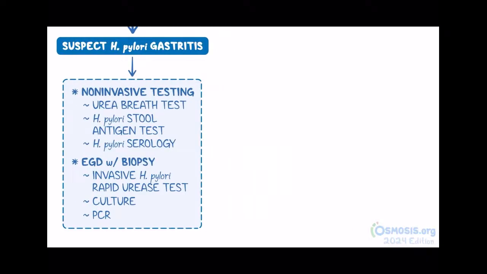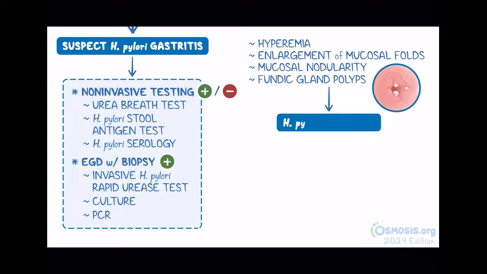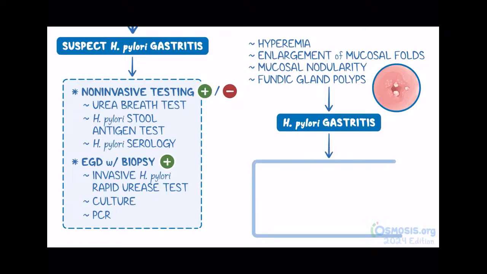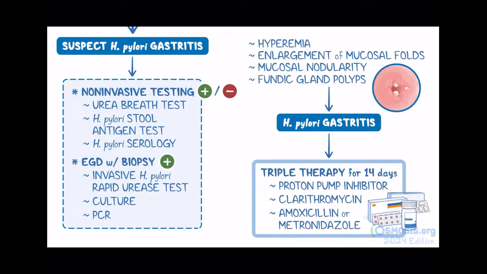In some cases, non-invasive H. pylori testing might be positive, but sometimes the results might come back negative as well. Regardless of non-invasive testing results, if the EGD shows hyperemia, enlargement of mucosal folds, mucosal nodularity, and fundic gland polyps, and biopsy is positive for H. pylori, diagnose H. pylori gastritis. In this case, prescribe triple therapy for 14 days, which includes a proton pump inhibitor, clarithromycin, and amoxicillin or metronidazole.